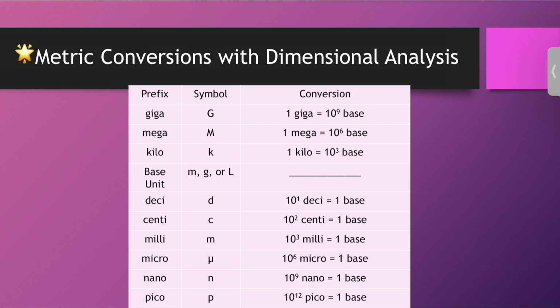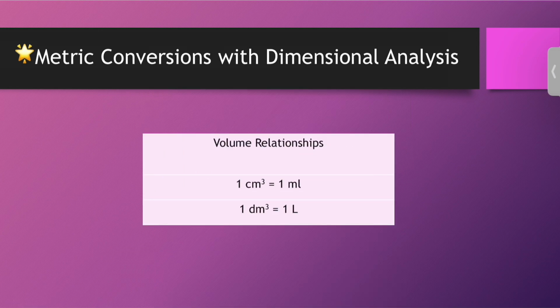You will be given a table of what all these metric prefixes represent, and you'll be allowed to use that table on tests and quizzes. So I'm not going to make you memorize that pico is 10 to the negative 12th, okay? So you will be given that information. Another couple volume relationships we should be aware of is that 1 cubic centimeter is equivalent to 1 milliliter. 1 cubic decimeter is equivalent to 1 liter.